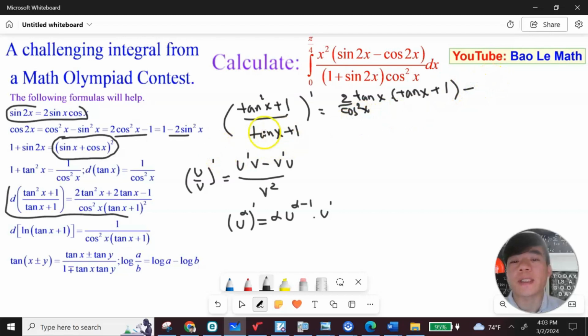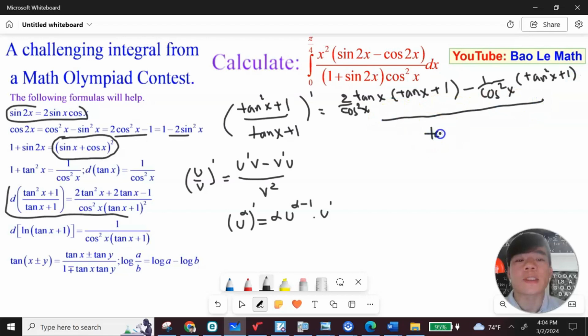Minus the derivative of the denominator. The derivative of tangent x is 1 over cosine square of x, and the derivative of 1 is 0. Then multiply by the top, tangent square of x plus 1, over (tangent of x plus 1) all squared.